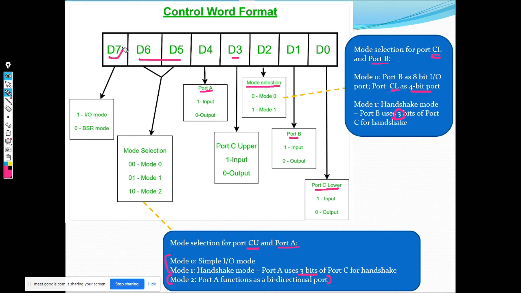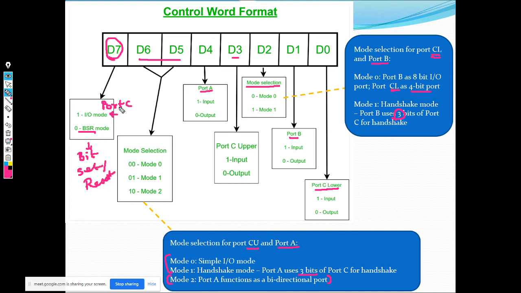And finally, you have your D7, where you can specify the IO mode. This is for port C. You're going to specify for port C whether it is going to be an IO mode or not. If it's IO mode, it will be treated like your port A or port B. But if it is in BSR mode, BSR means bit set or reset.